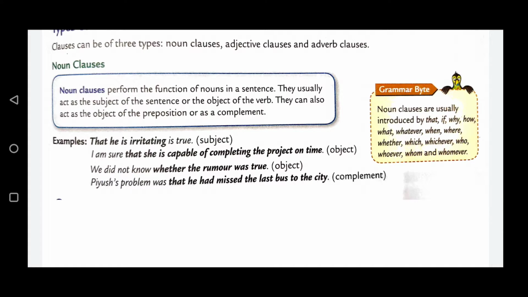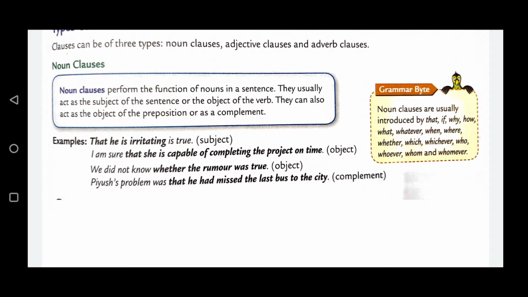Just pay attention. That he is irritating is true. Now here, what is true? I am asking the question, what is true? And the answer is that he is irritating. I am getting the answer for what? So, that he is irritating is the subject of the sentence. Therefore, it is the noun clause. It is used as a subject of the sentence.